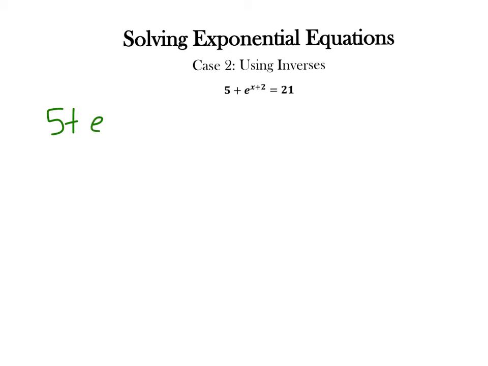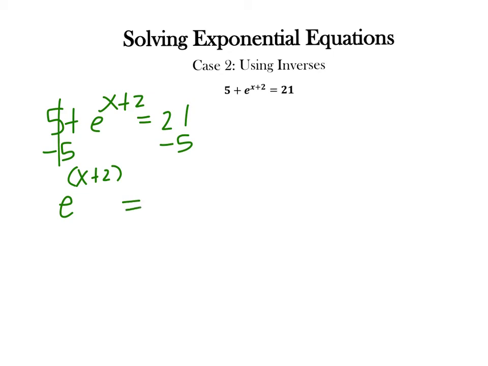5 plus e to the x plus 2 equals 21. So subtract 5 on both sides. I get e to the x plus 2. Technically, all of this is together. You can put parentheses if you prefer. Equals 21 minus 5 is 16. Here, I'm going to take the natural log, which is also known as log base e, right? Natural log is the same thing as saying log base e.